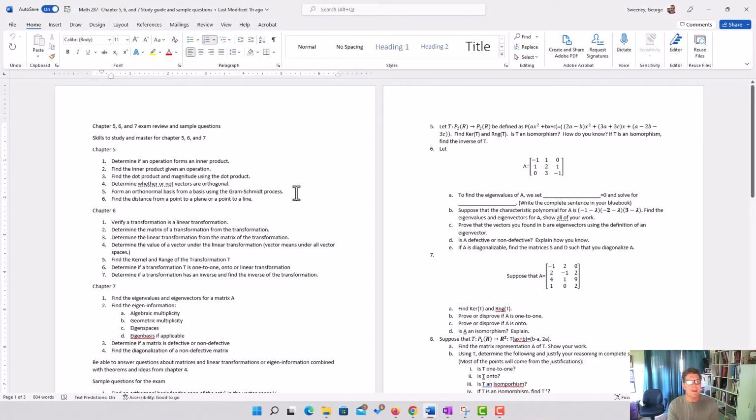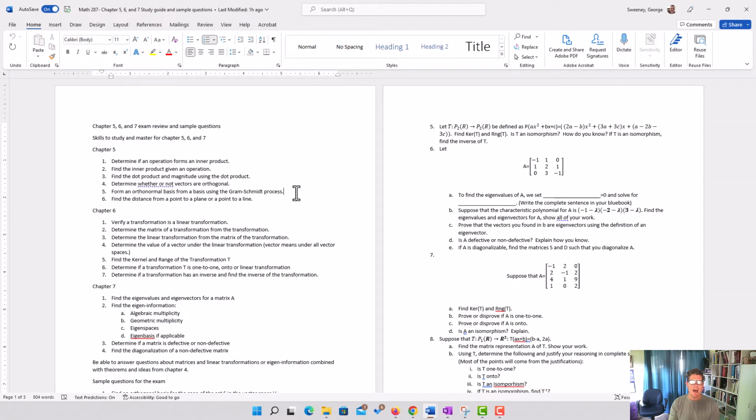Form an orthonormal basis from a basis using the Schmidt process. Or you can also find maybe an orthogonal basis as well. It doesn't necessarily have to be orthonormal, but you should know what I mean by both of those things, and you should be able to use the Schmidt process. Okay? Expect that the Schmidt process will probably be for, I don't know, in R3. Most likely something along those lines. Not for a strange inner product, just the dot product we're going to use the Schmidt process for.